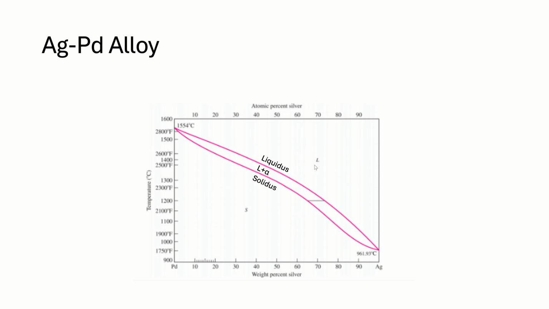And you can see in the top portion of this graph here, it says liquidus, which is the liquid phase. And the bottom portion is a solidus, which is a solid phase. And if you look at the graph, the high point on the temperature is 1554 degrees Celsius, and the lowest point is 961 degrees Celsius.